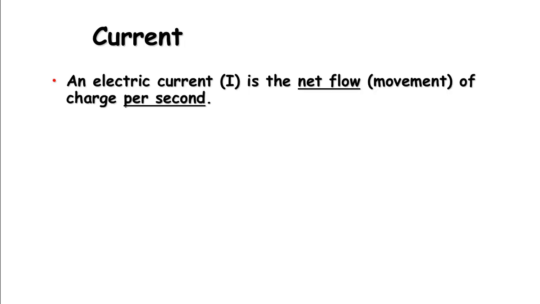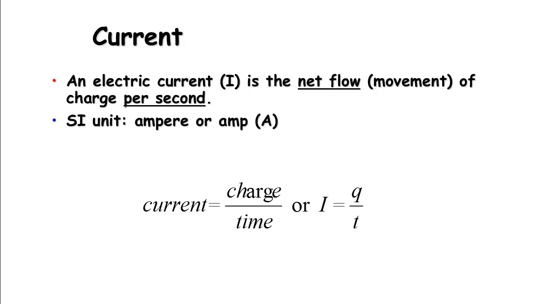Current, given the symbol I, is the net flow of movement of charge per second. So it's how many coulombs are moving every second. The SI unit is the ampere, or something that we would commonly shorten to amps. Basically, if we could cut the cross section of a wire and count every electron that was moving every second, that's how we would determine what the current is. The equation that we would use is that current is charge over time, or symbolically I equals Q over T.